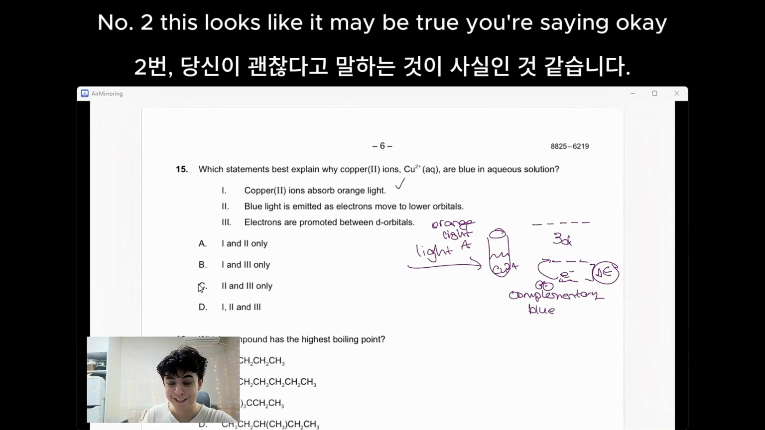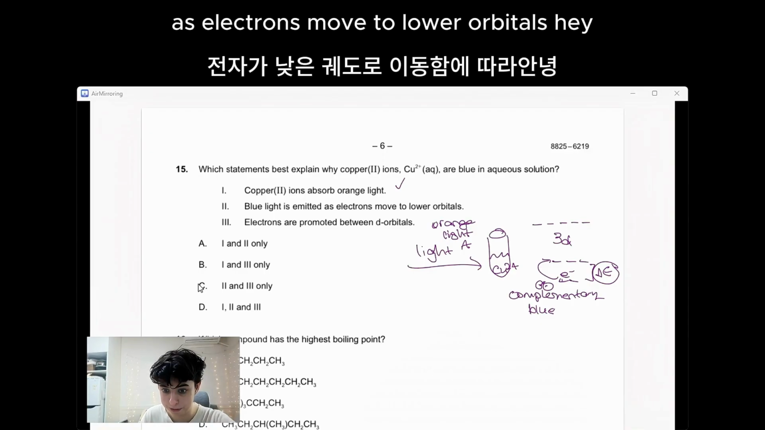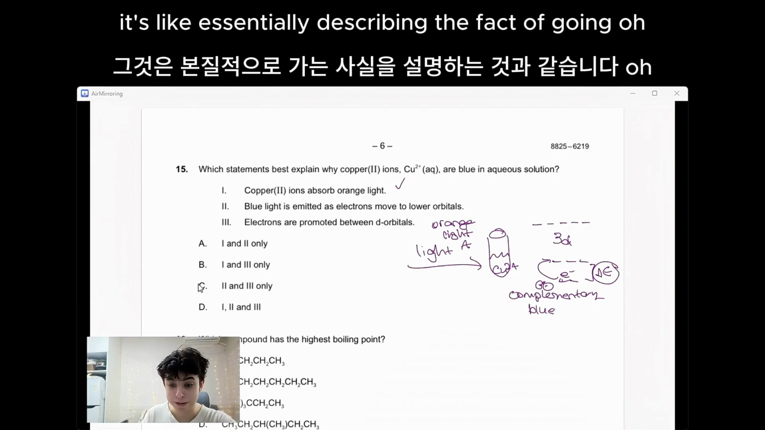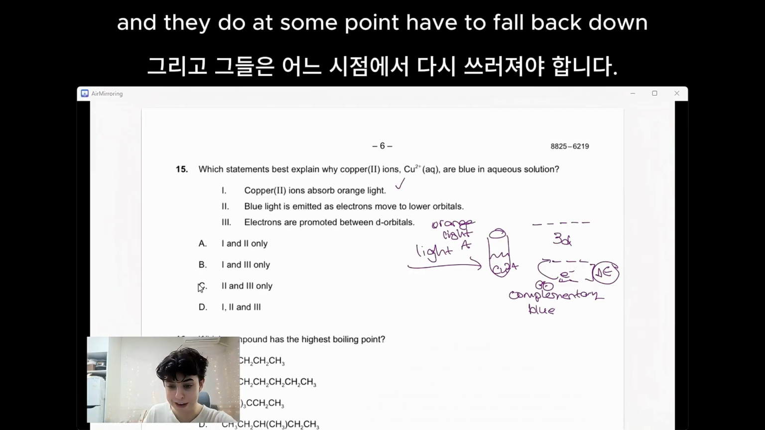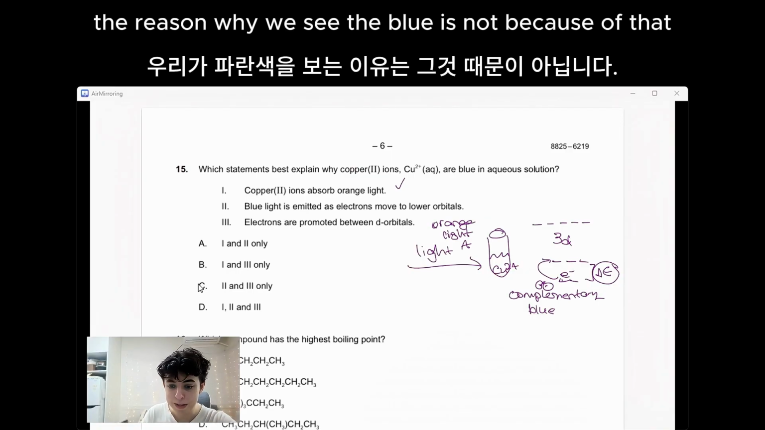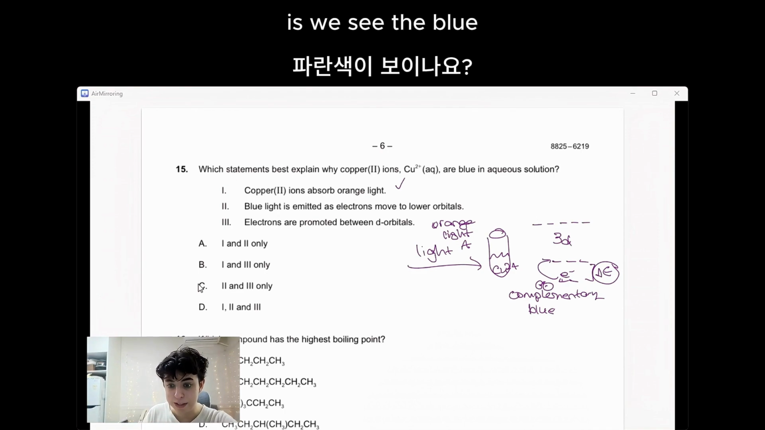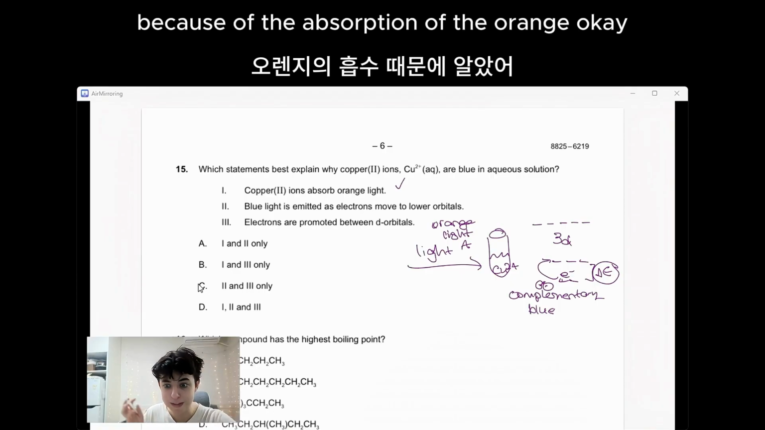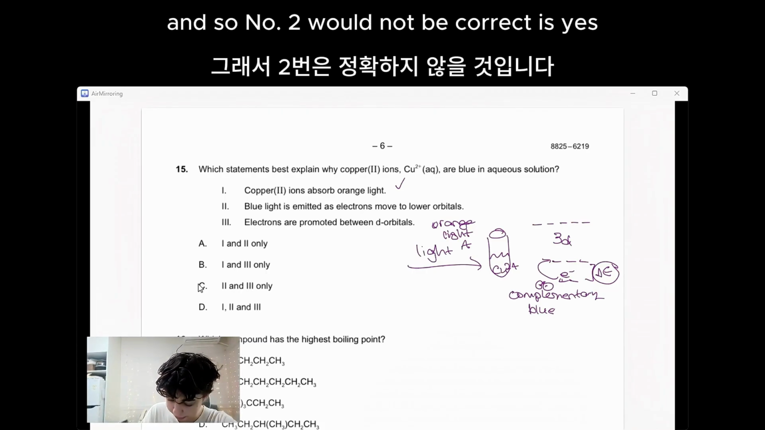Meanwhile, number 2, this looks like it may be true. You're saying, okay, blue light is emitted as electrons move to lower orbitals. Okay, and so it's essentially describing the fact that these electrons are initially promoted, and they do at some point have to fall back down. What comes up must come back down at some point, right? However, the reason why we see the blue is not because of that emission of these electrons coming back down. We see the blue because of the absorption of the orange. Okay, it's just the way that we perceive it. Okay, and so number 2 would not be correct.